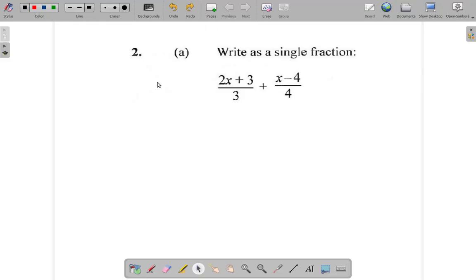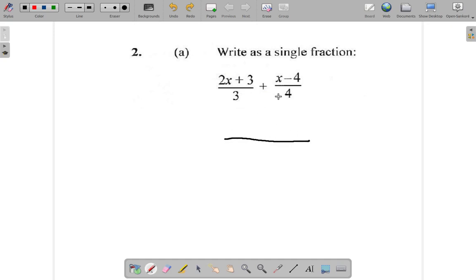Let's look at question 2a of the January 2017 CSEC maths paper. It says, write as a single fraction 2x plus 3 over 3 plus x minus 4 over 4. Alright, 2x plus 3 over 3 plus x minus 4 over 4.